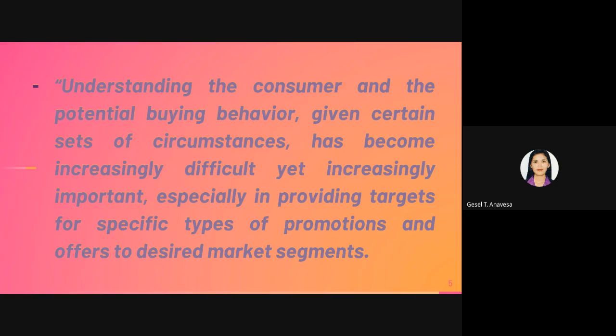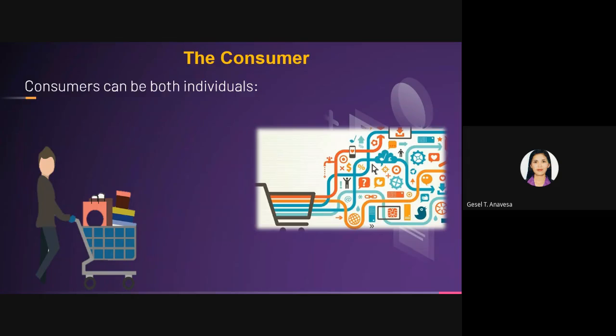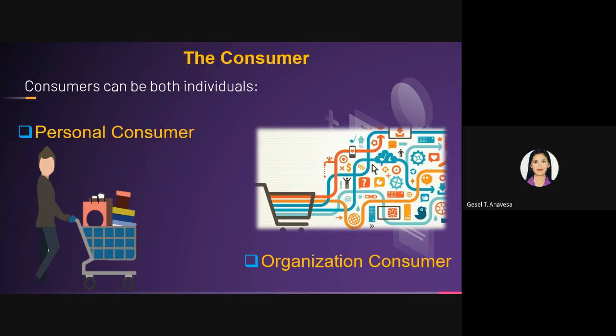So if RM is going to work effectively, understanding what conditions and behaviors will influence individual purchase decisions becomes more important than trying to provide a global solution. A consumer can be a personal consumer or an organizational consumer. The personal consumer makes purchase decisions on the basis of their own requirements, needs, and use, while the organizational consumer makes purchase decisions for products, equipment, and services for the benefit of the organization.